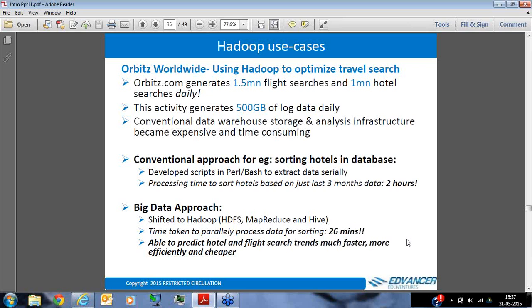So they decided they want to implement a big data approach. They shifted to Hadoop. They use HDFS, MapReduce, and the Hive data warehousing infrastructure. And they brought down the time to parallelly process this data for sorting to just 26 minutes from 2 hours. By bringing down this time, they were able to predict hotel and flight search trends much faster, more efficiently, and cheaper. So after this processing, they were able to quickly analyze the data and to make predictions so as to benefit their business.